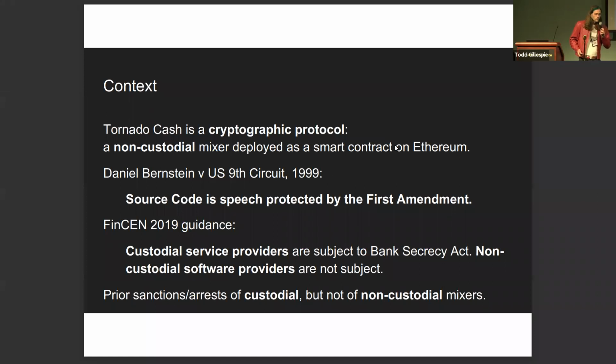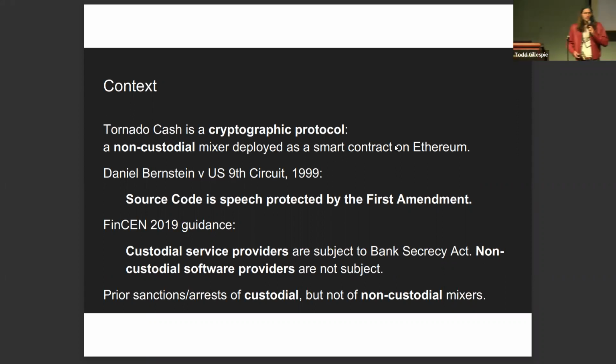So in 1999, as a result of the so-called crypto wars of the 90s, source code is protected under the First Amendment. That means that if a developer produces some code, that code is not illegal, it is protected. And second, there was some recent guidance by FinCEN, which is a department at the Department of the Treasury of the United States, that said that custodial service providers are subject to the Bank Secrecy Act, and that non-custodial software providers are not subject to that.